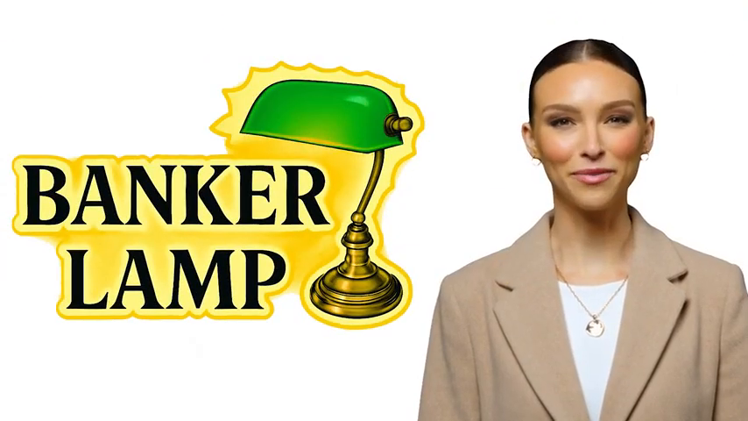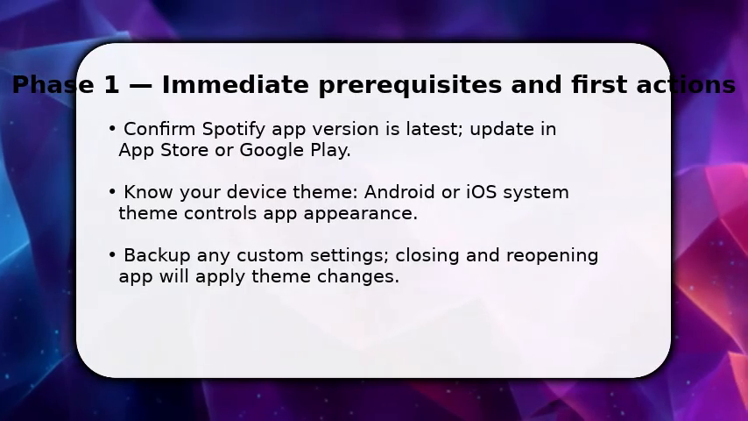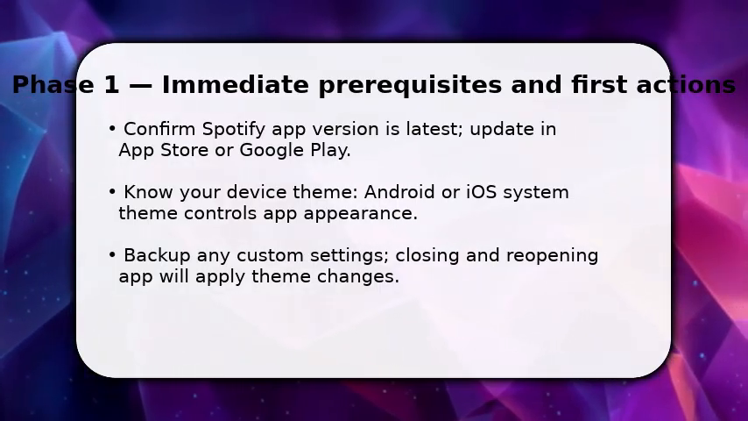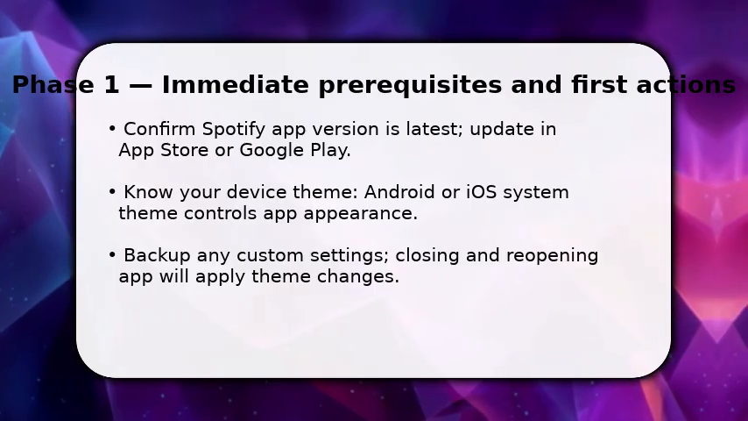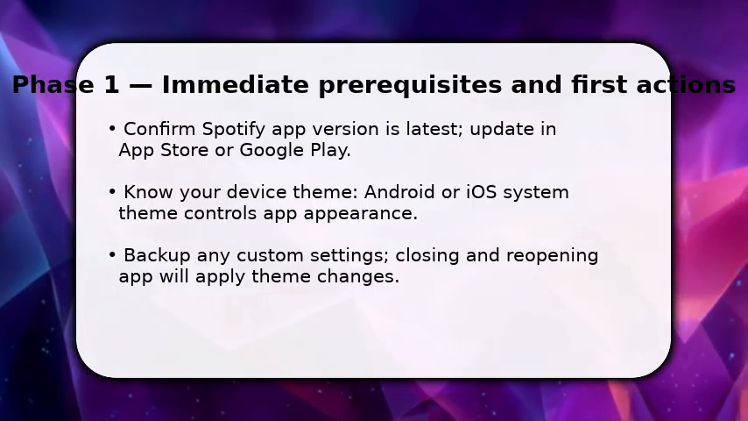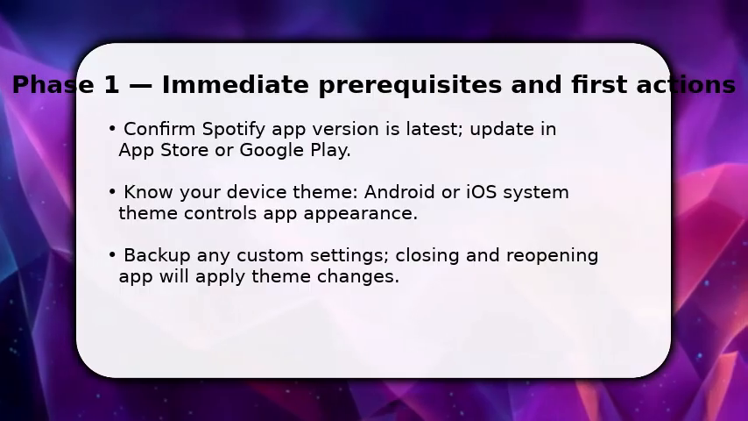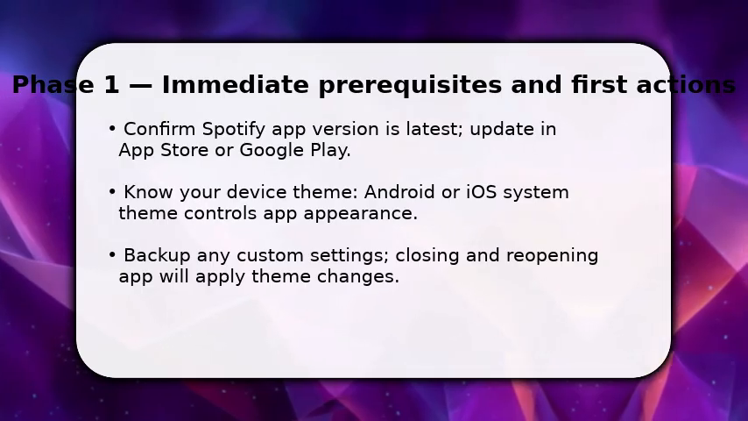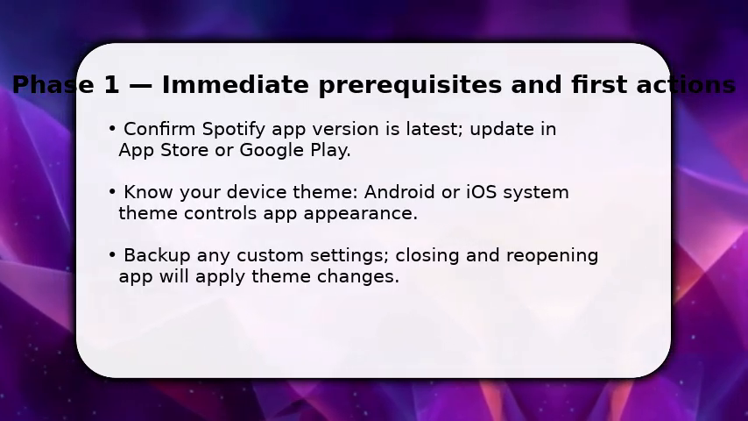Please enjoy the video. You start by making sure Spotify is updated and your device is ready. Open settings on your phone, not Spotify, because the app follows the system theme. On Android or iPhone, switch the system theme to Light now. Once done, quit Spotify fully and relaunch it so the app reads the new theme.